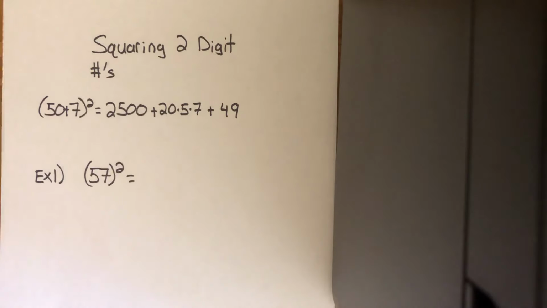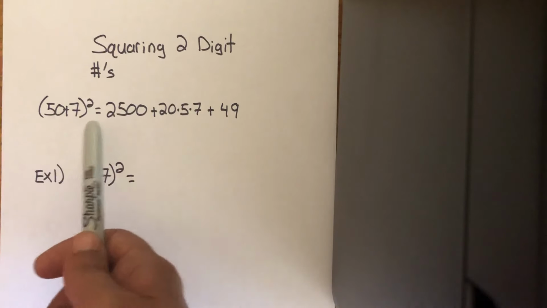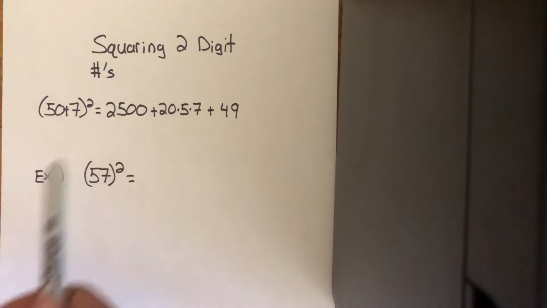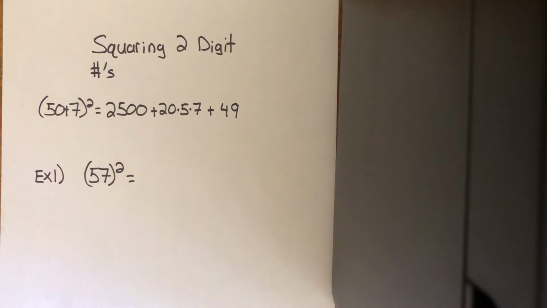Hello everybody. This is going to be a short video which shows you a really neat technique on how to square two-digit numbers really conveniently. And it comes from the square of a binomial, and some elementary kids may not know that, but if I take 50 plus 7 squared and I apply the square of a binomial, I get this. And we can make that even simpler.